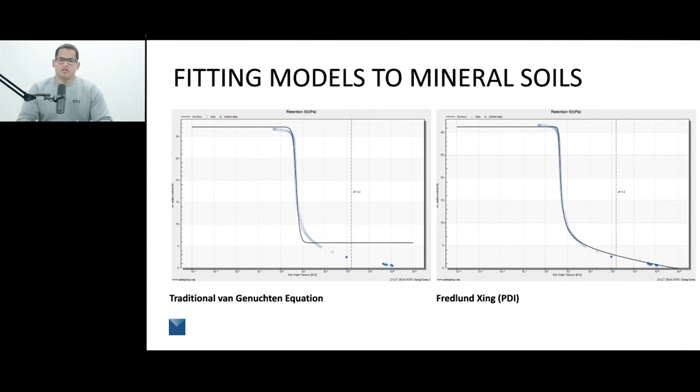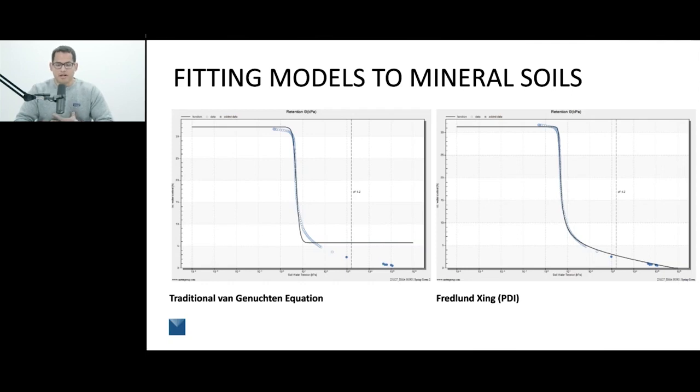And I did try fitting some of the different Van Genuchten variants to the soil, but it turns out that the model that best described the behavior of this soil was the Fredlund-Xing PDI variant. Now, is the Fredlund-Xing going to apply to all soils? No. The different models fit the behavior of different soils better, but in the case of this soil, the Fredlund-Xing PDI variant was the better model to use. So that's what we chose to fit the data for this soil.